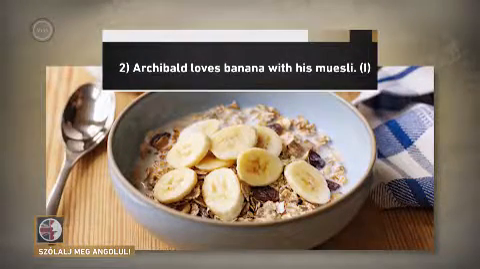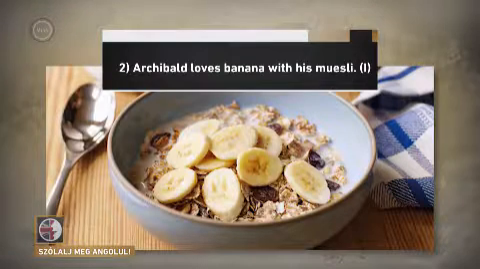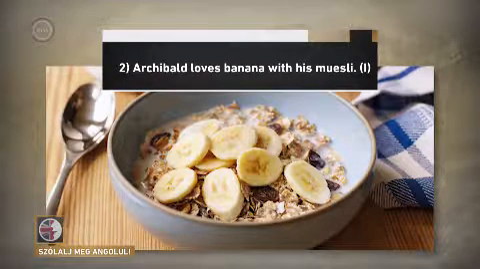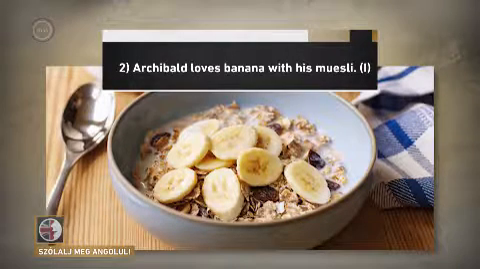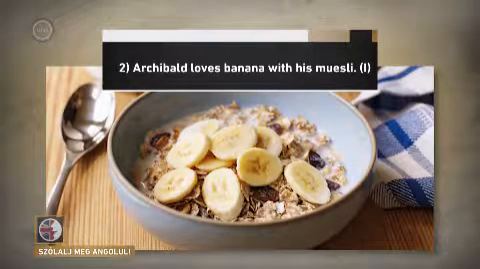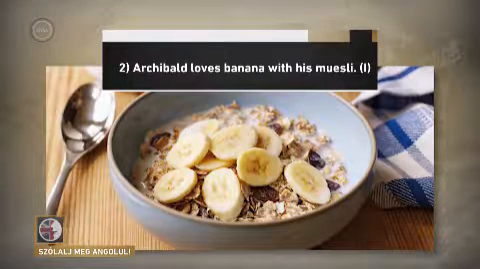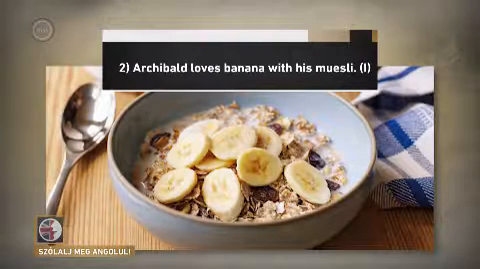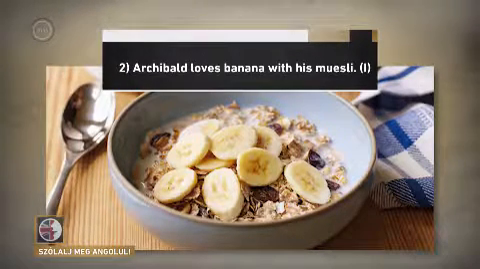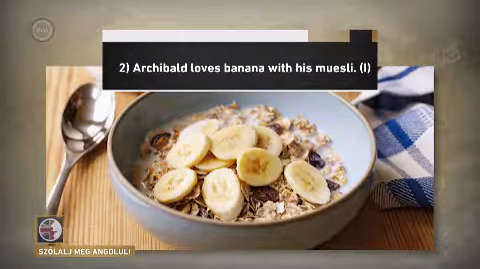All right. So Archibald doesn't just like banana with his muesli, he loves banana with his muesli. And so do I. Brilliant! We're agreeing with a verb in the positive. He loves. There's no not in the sentence, so the verb is positive. And we know the subject, it's the first person singular, I, which means that all we have to do is work out which auxiliary verb to use.